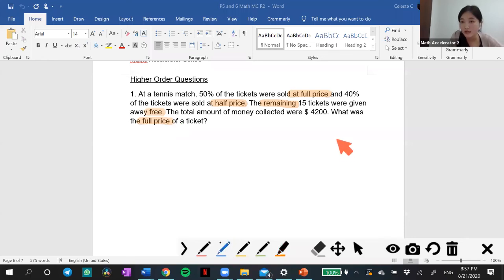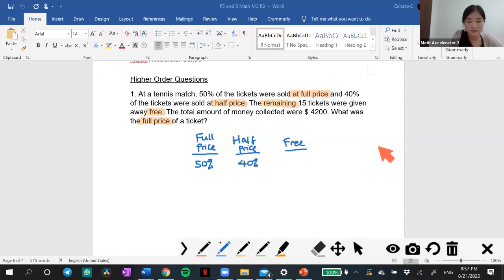So before you can start anything, write down what they gave you. So 50% is for the full price. And then you have half price and also free. Half price is 40%. Okay, this is the percentage. So how do I find the percentage for the tickets that were free? Anyone?